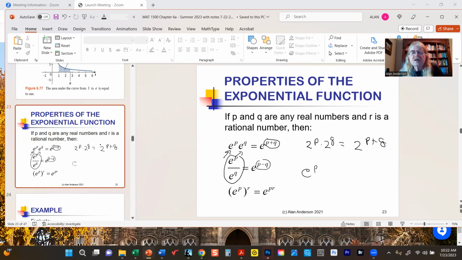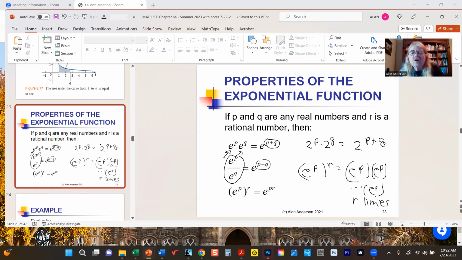And that's because this expression means e to the p multiplied by itself r times. Okay, so in effect, you are using this rule. What you're actually doing is adding up p r times, which means p times r. In fact, when you come right down to it, both of these second and third rules are essentially taken from the first rule. They're not really 3 independent rules. They're all based on the same logic. But it's easy to remember things by having it written out this way.